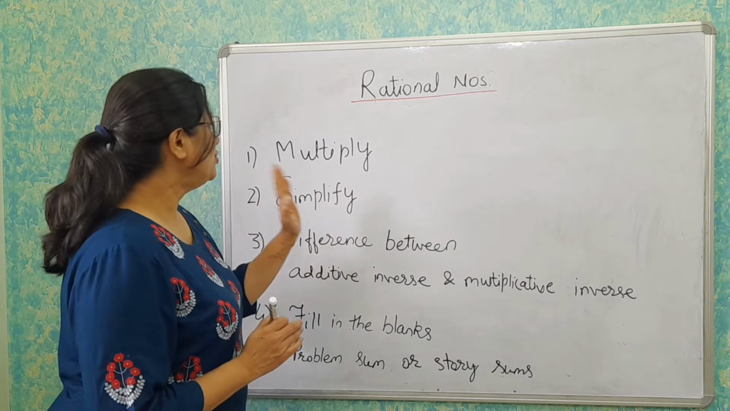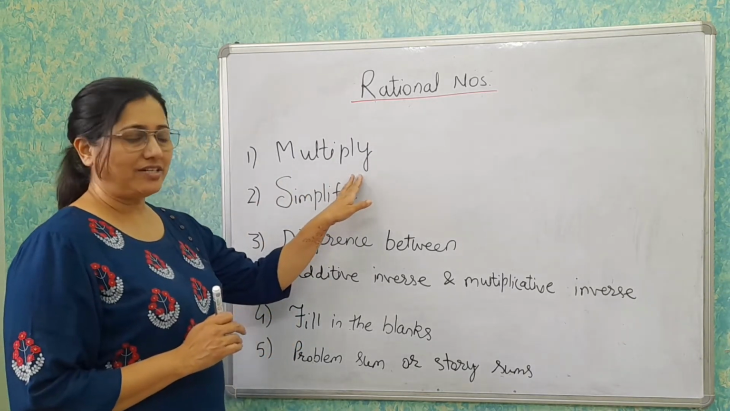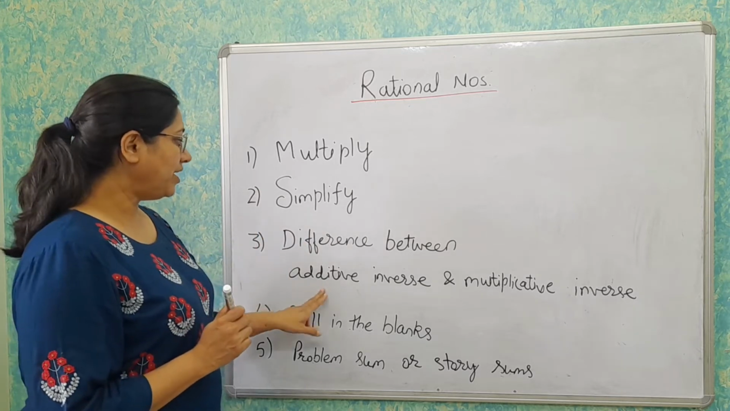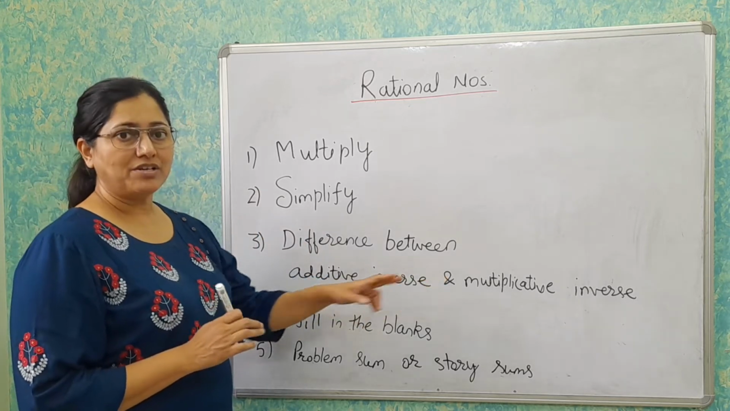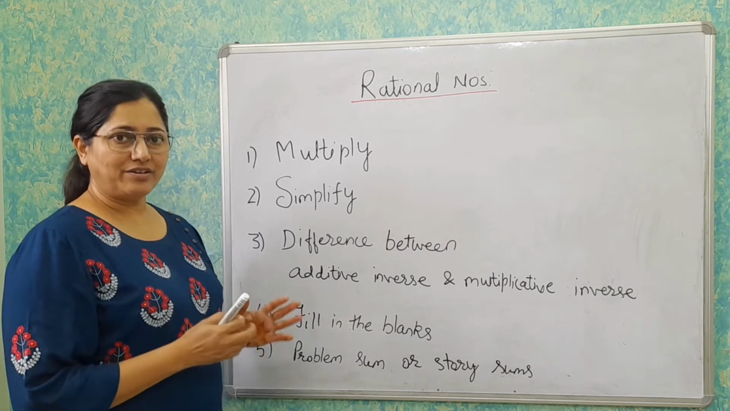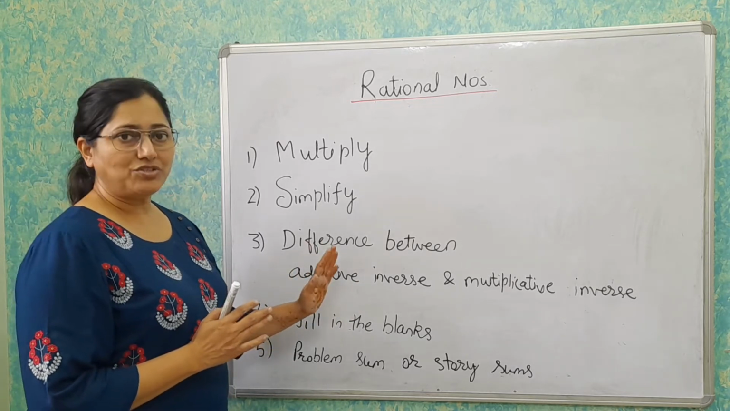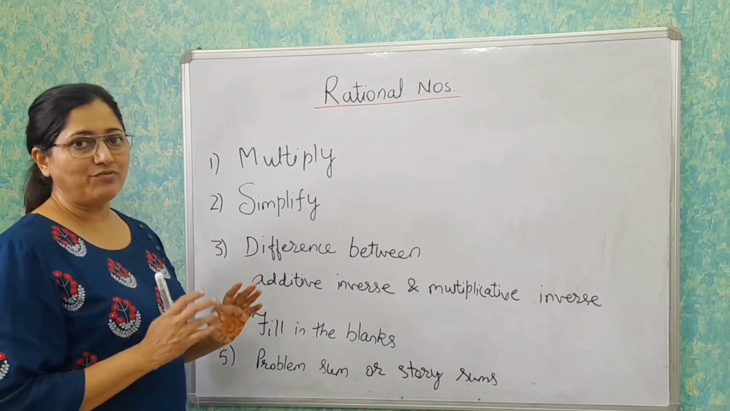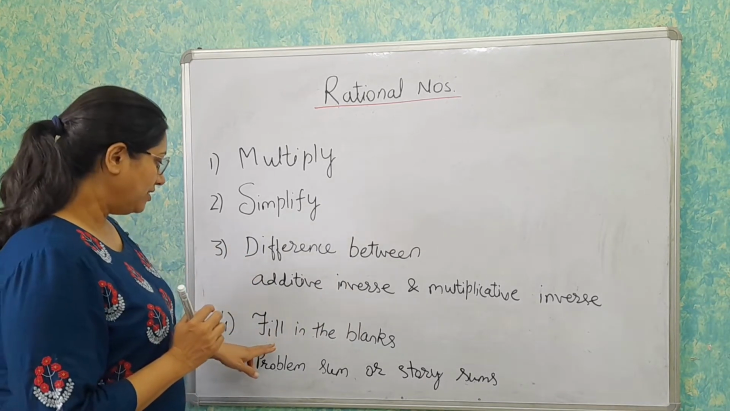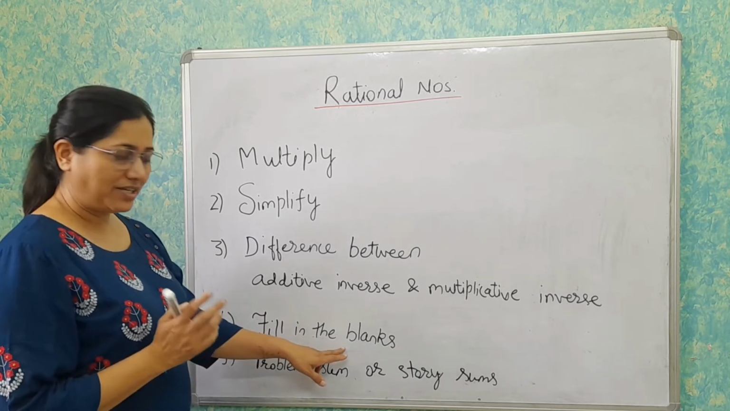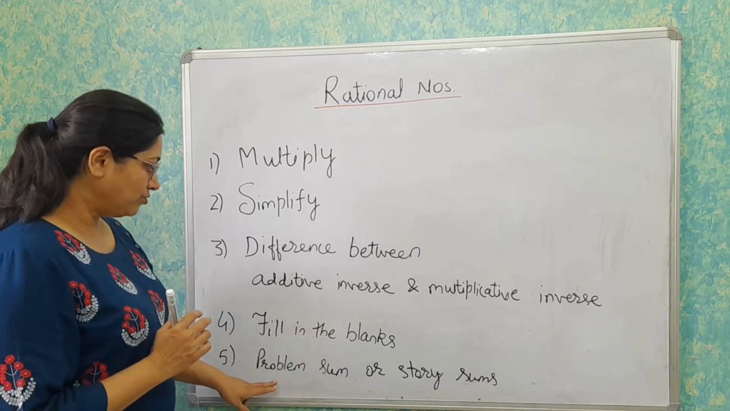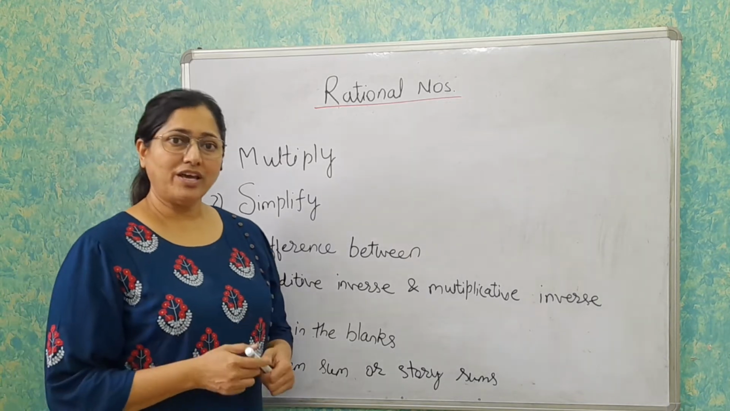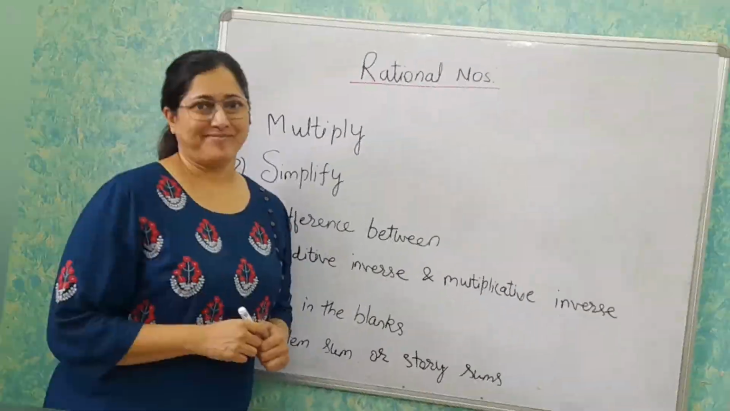In this video, you will learn how to multiply rational numbers, then how to simplify, then what is the difference between additive inverse and multiplicative inverse, because I have seen that students get confused if I teach them individually. So I have taken both of them simultaneously, so it is very easy for you to understand the difference. Then we will fill in the blanks, the missing numbers, and at last we will do some problem sums or story sums. So this video is going to be very helpful for you, so keep watching.